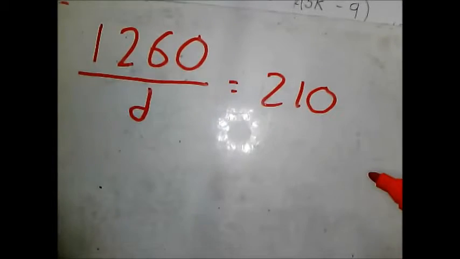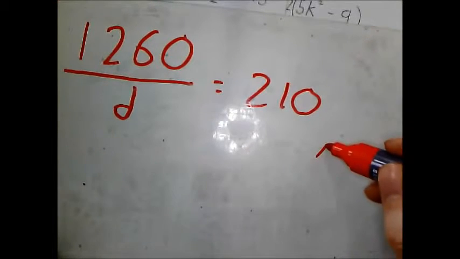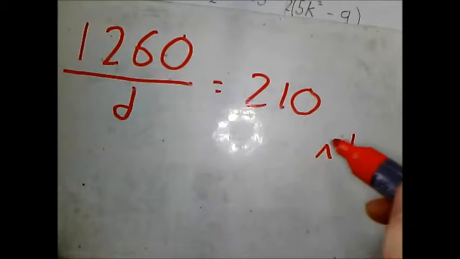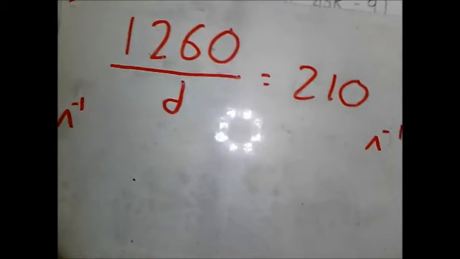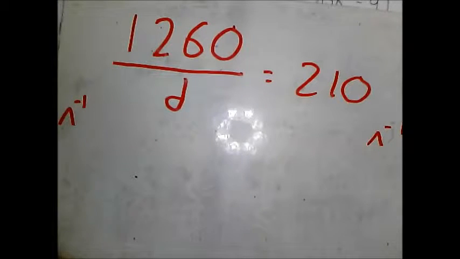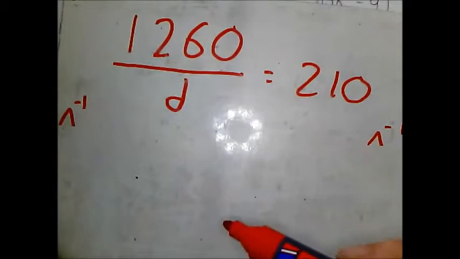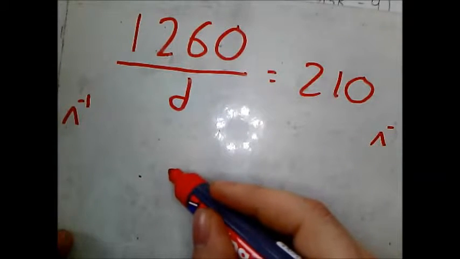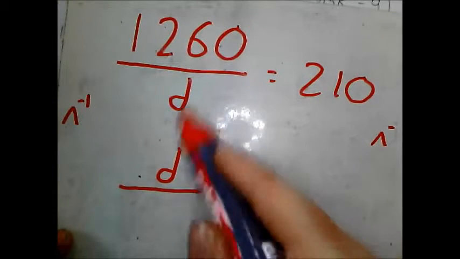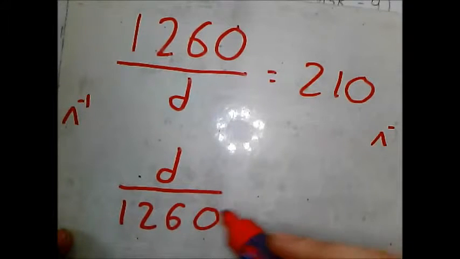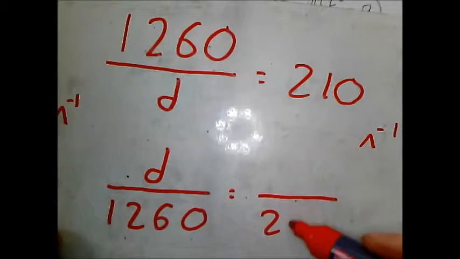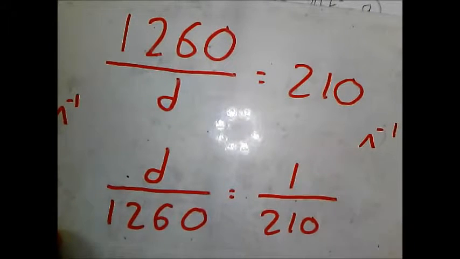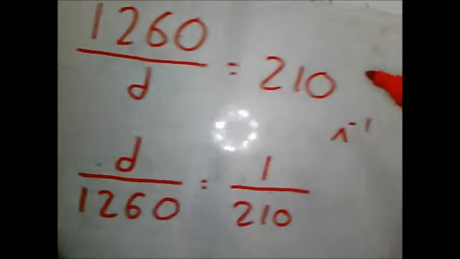So what I'm going to do is something called the reciprocal, which is just a fancy maths way of saying that I'm going to flip the fraction upside down. And I'll show the reciprocal using this symbol here. Don't worry too much about using that symbol because it will become more clear when we do index form. But for now, I'm going to do the reciprocal, which means to flip both sides upside down. So I'm going to have the d now at the top with 1,260 at the bottom of the fraction. And now I'm going to have 210 at the bottom of the fraction. And now a 1 at the top.